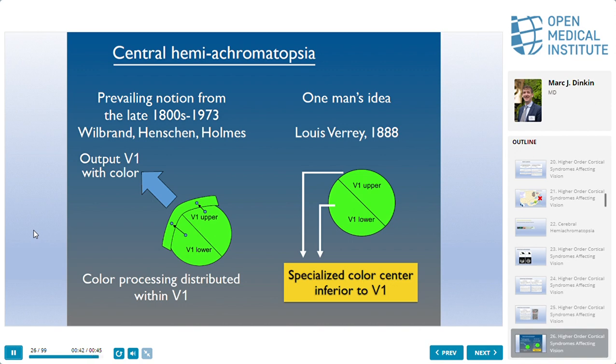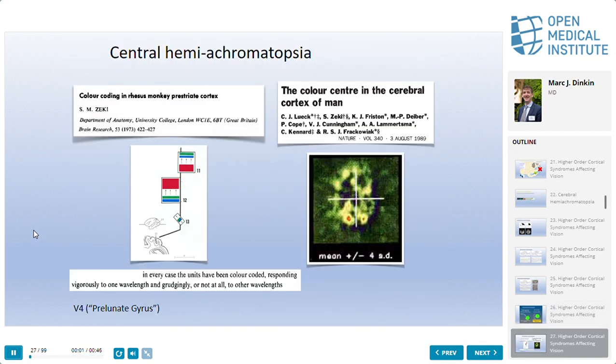Until 100 years later, when Zeki decided to check Verrey's theory and did single unit recordings on neurons in V4 and found a population of cells that only responded to color. If you showed black and white vision, the cells were quiet. If you showed color, action potential. And each population of cells had a different frequency map. So some of them were more red, some of them were more green, some of them were more blue.